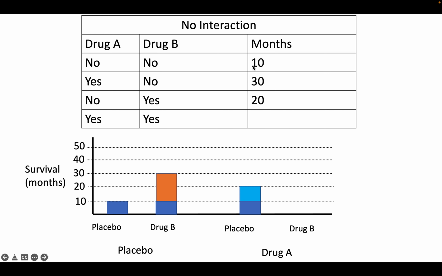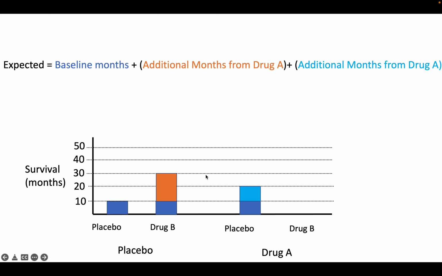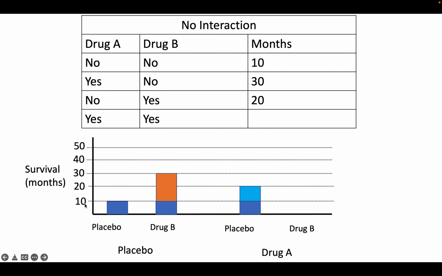So yeah, basically everyone has a guaranteed 10 months because that's the baseline, or as long as it's increasing relative to that. This person lived 30 months, but we expected them to live 10 no matter what, so that's why the first 10 months are in blue here, and those extra 20 months that add up to 30 are what drug B provided. And for drug A, it was basically 10 of those months were given. The additional 10 was what drug A added.